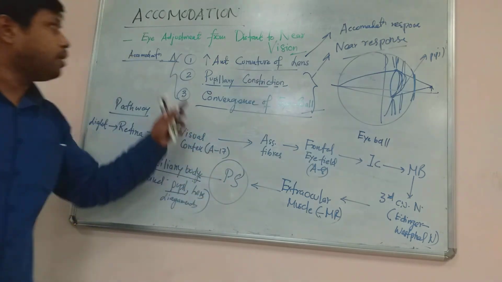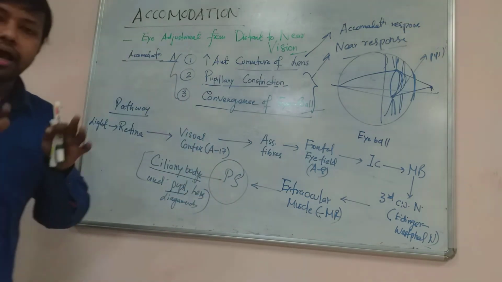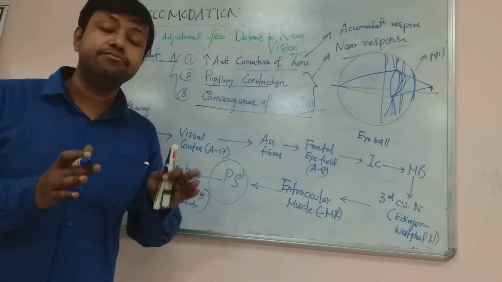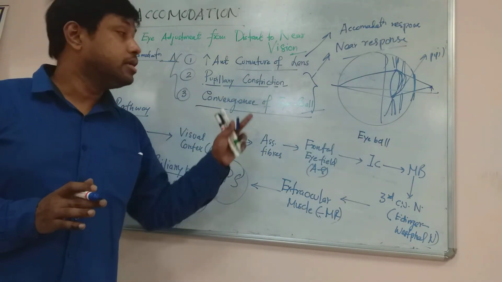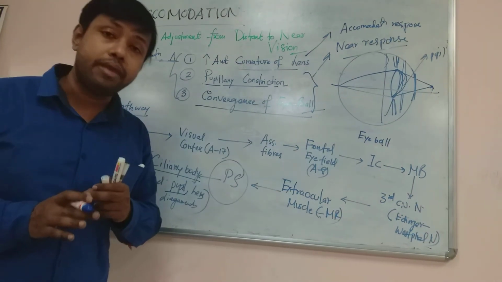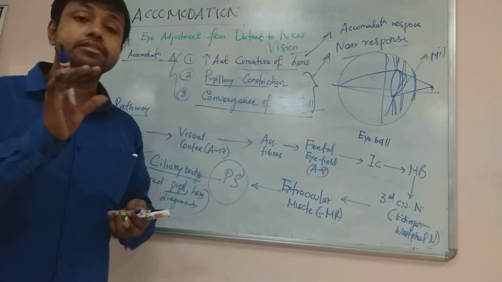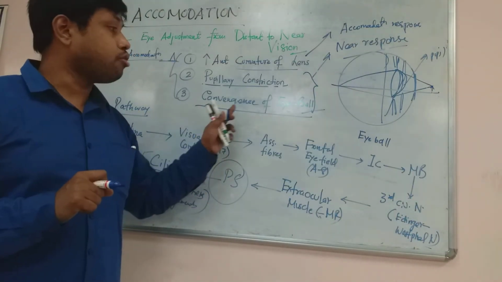So again I am telling, accommodation is nothing but an adjustment of the eye when a person changes his vision from distant vision to near vision. And there are three important changes that are going to happen. Number one is increase in the anterior curvature of lens. Number two is increase in the pupillary constriction. And number three is convergence of the eyeball.